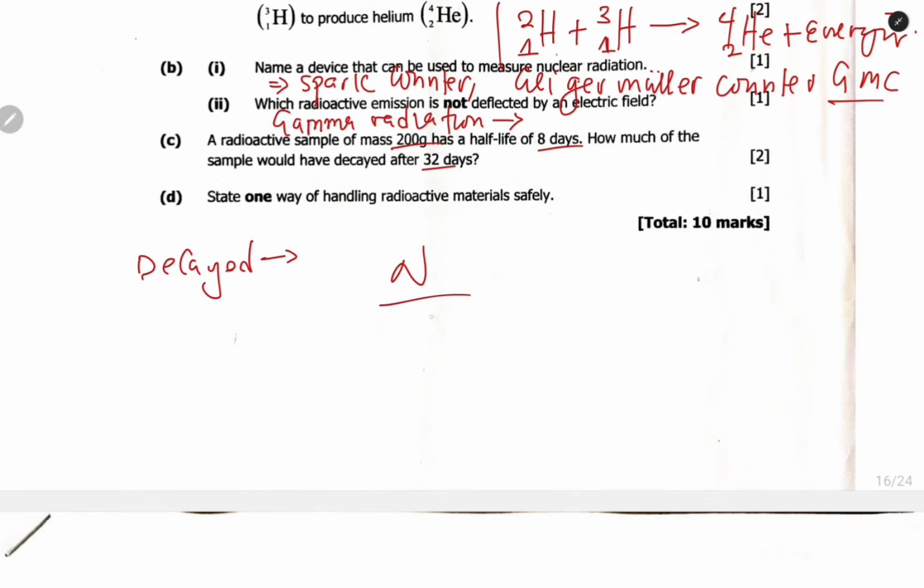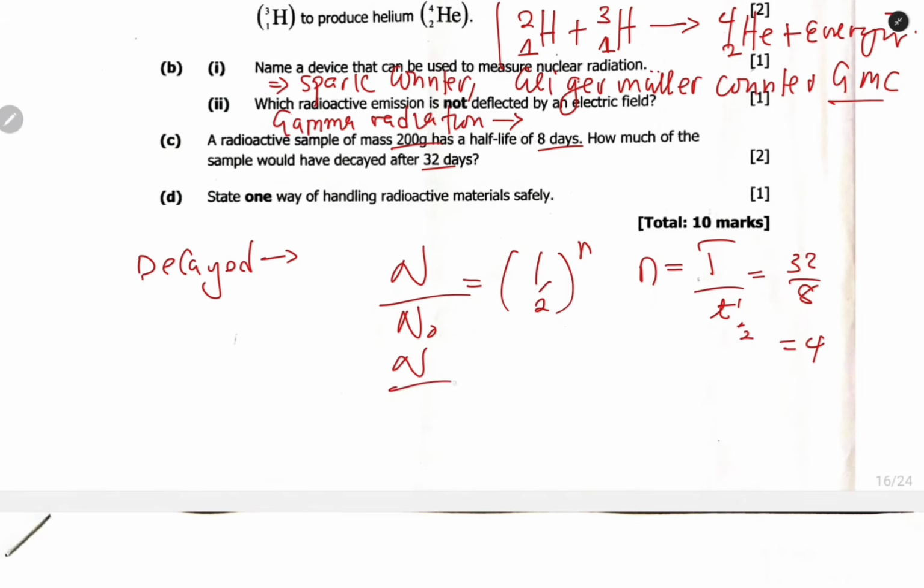So you use the number of sample that remains, divided by the initial, equals half to the power n, where n is equal to time elapsed divided by half-life. Time that elapsed is 32, divided by half-life, which is 8. This gives you 4. So n, we are going to put a 4. We are looking for the one that remains. Only if we find what remains, we can subtract from the initial, then we have found what decayed. So now the target should be to find what remains.